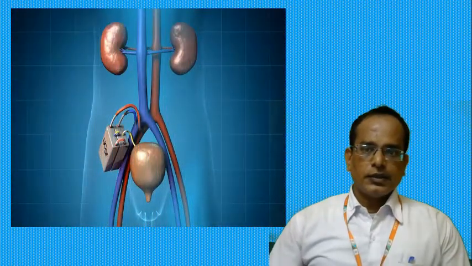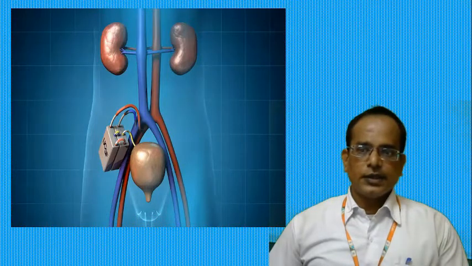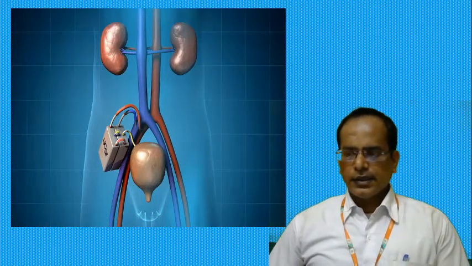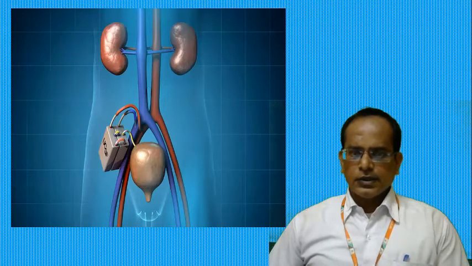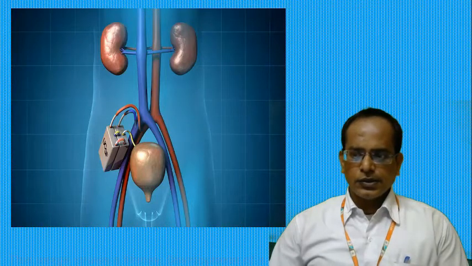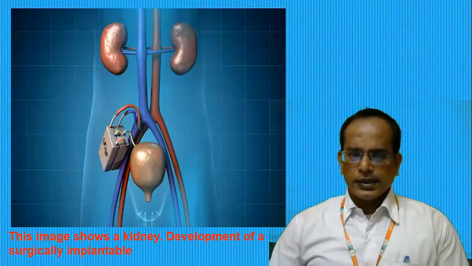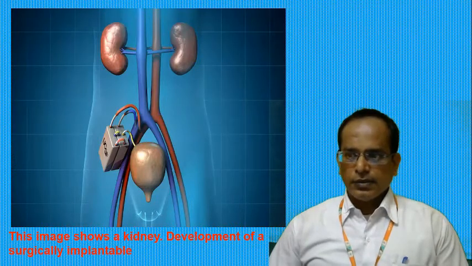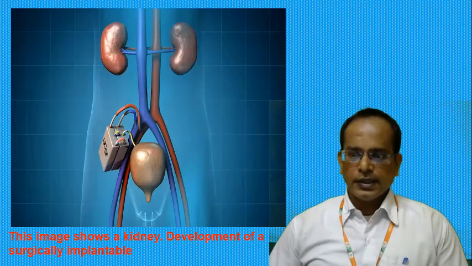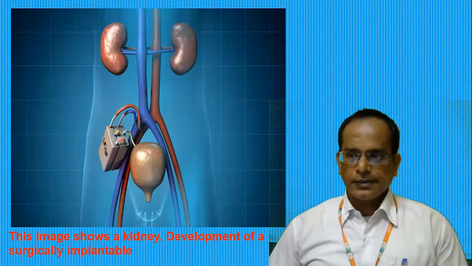So this diagram is showing what the artificial kidney is. Here you are seeing the diagram. In this image, it shows a kidney which is a surgically implantable development. That means the person who lost both kidneys has to go for this artificial kidney. When the renal system fails and stops functioning in filtration, they have to go for an artificial kidney.